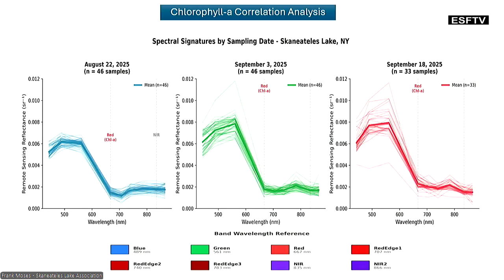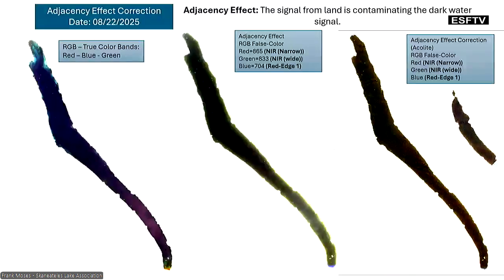And this is the spectral signature of the water. As you see, we have a pretty homogeneous spectral signature of water on August 22nd, but we have a pretty diverse spectral signature related to the chlorophyll A and turbidity variation as well. So that's a good indication.